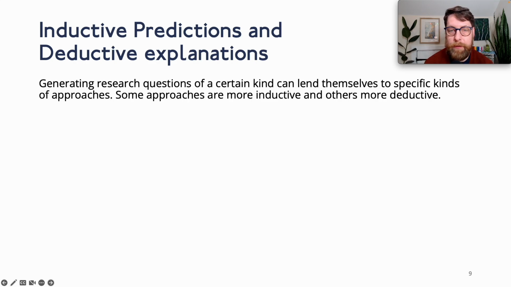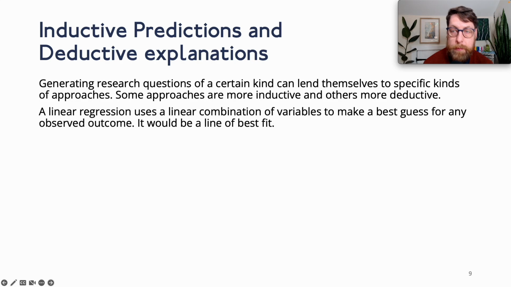We talked about inductive and deductive reasoning, but now we can think that some kinds of research questions lend themselves to specific kinds of approaches. Some can be more inductive, some can be more deductive. Let's take linear regression, for example. Some might think of linear regression as a great technique for explanation. We have a series of what we call independent variables, or explanatory variables, and we have a response variable or a dependent variable. We try not to use the terms independent and dependent anymore because they shoehorn in an implied causality, but it's not causality.